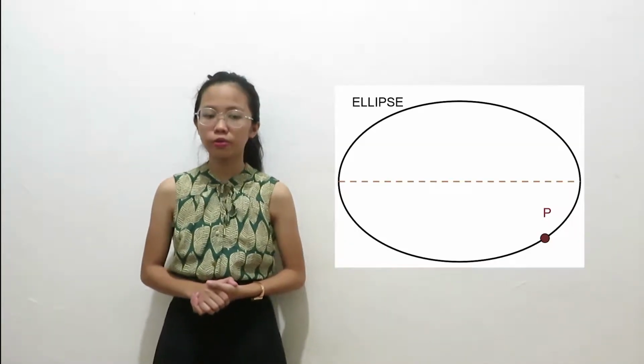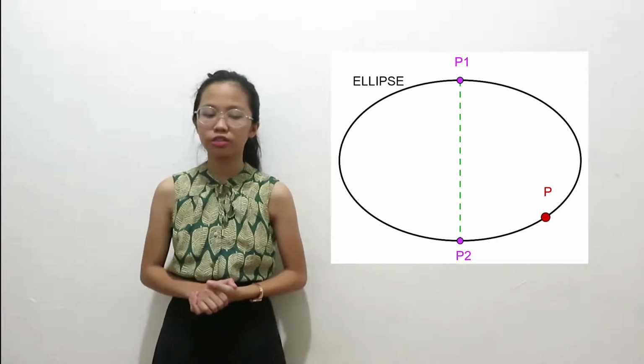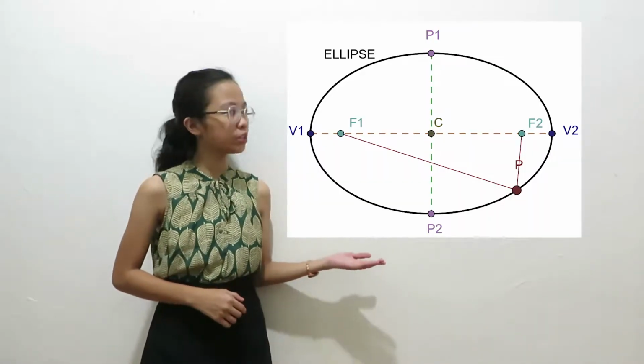First, the center. It is the intersection of the major and the minor axis. Second, the major axis, the axis of the ellipse where the vertices lie. Third, the minor axis, the axis where the co-vertices lie and is perpendicular to the major axis. And last, the lateral recta, the line segments that join two points of the curve passing through the foci and perpendicular to the major axis.